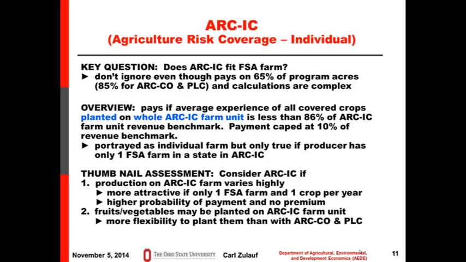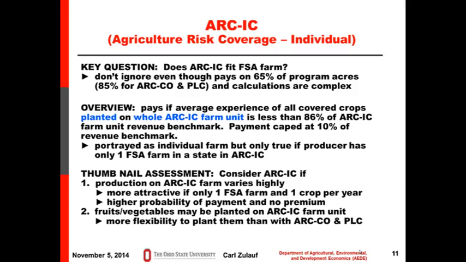Be very cautious how you interpret ARC-IC. The word individual leads you to believe that this is an individual FSA farm program. That can be true, but it is only true if a producer has only one FSA farm in a state in ARC-IC. So in Ohio, if you put two farms as a producer into ARC-IC, those farms are combined. It's not an individual farm then, it's the two FSA farms combined. So the word individual is somewhat deceptive, okay?